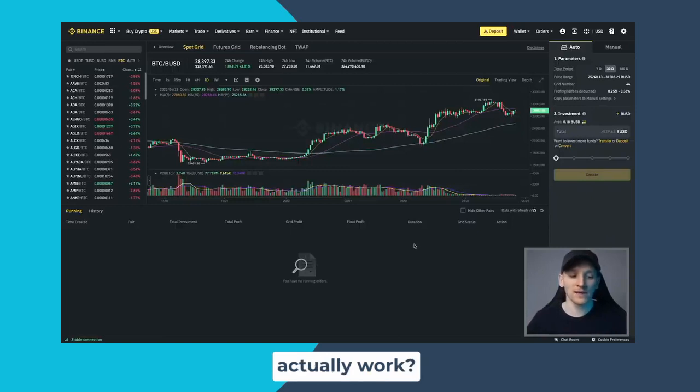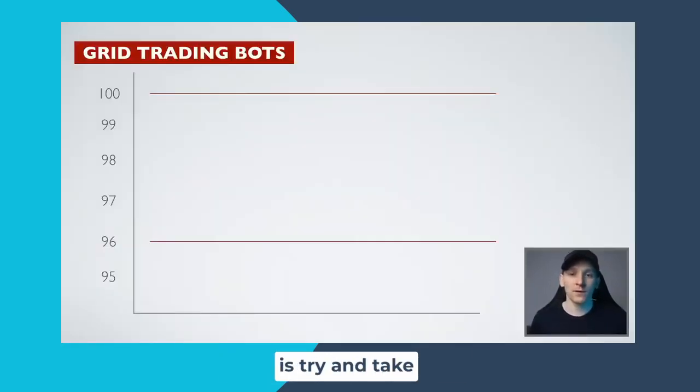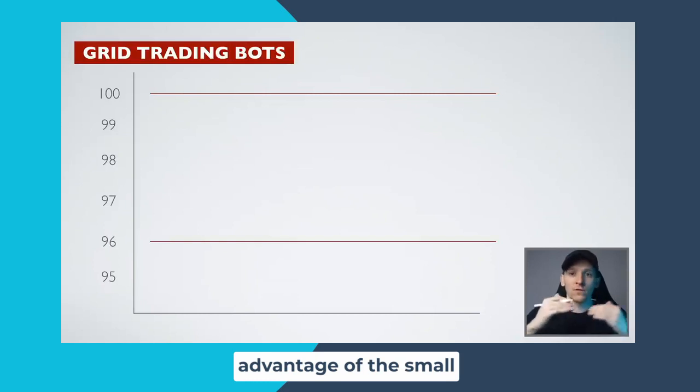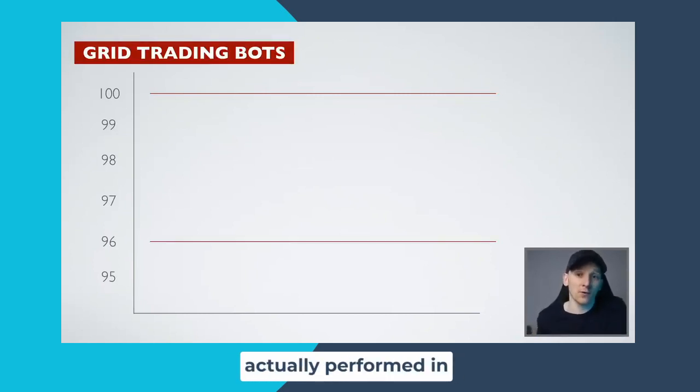How do grid bots actually work? Well, essentially what they do is try and take advantage of volatility within a set price range. And so they just buy and sell at, let's say, 2% intervals all of the time, and try and eke out some price movements and profits from volatility. So what they're trying to do essentially is take a long position in a crypto, but then take advantage of the small ups and downs as well. Sounds really good, but we can see how they've actually performed in the real world.